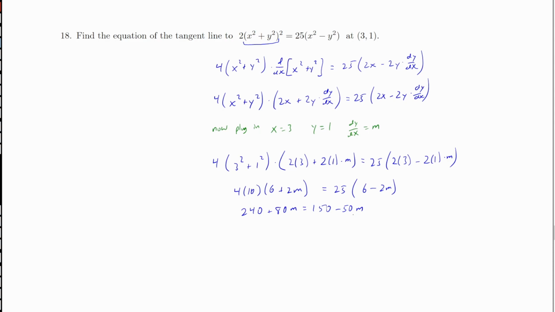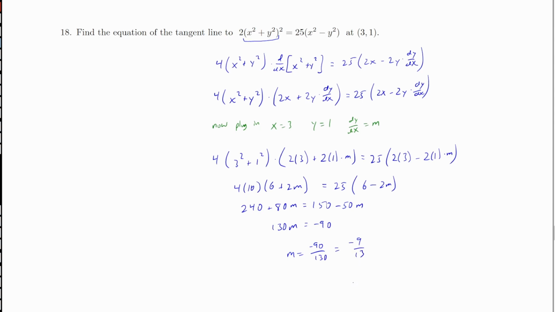Okay, let's get all the m's on one side. So if I add 50m to both sides, we'll have 130m. If I subtract 240 from both sides, I'll have a negative 90. And then we divide. So I get negative 90 over 130. It's negative 9/13. So that's the slope.